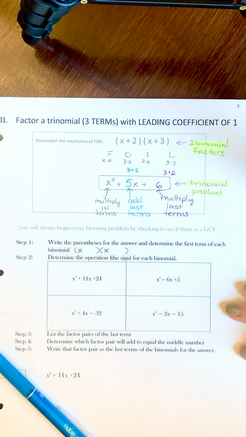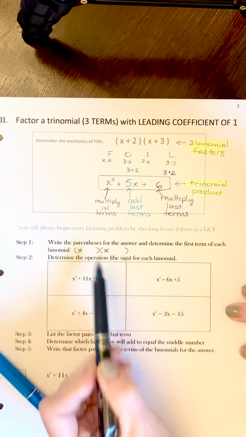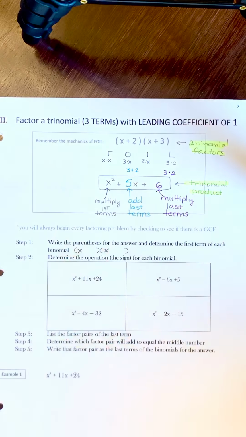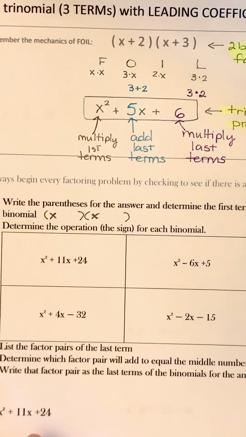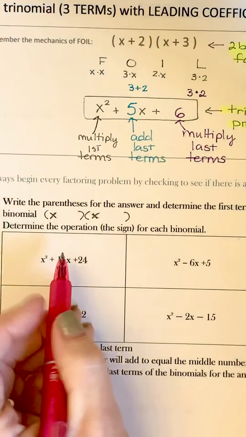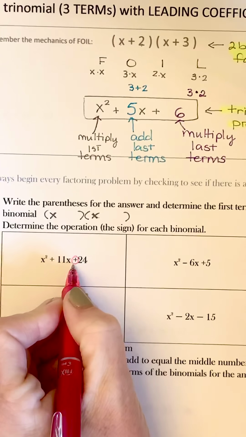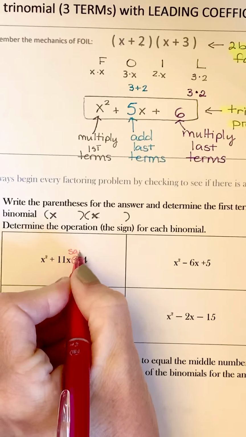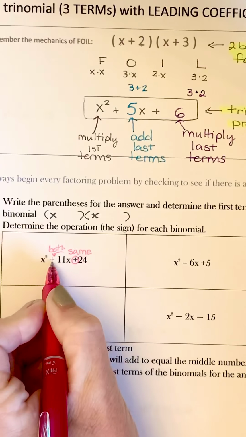Okay, so that's the first step. Second step is we need to decide what sign is going to go here. Is it going to be a plus or a minus? So for step 2, to determine the operation or the sign of each binomial, you're going to look at the signs of the trinomial. The last sign is where you go first. You look at this sign. If this sign is a plus, then you know the signs of your binomials are going to be the same. Now, this one will tell you that they will both be positive.